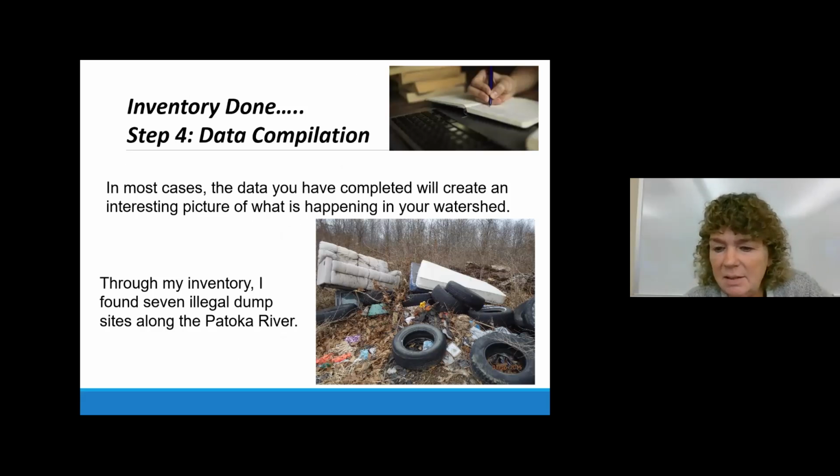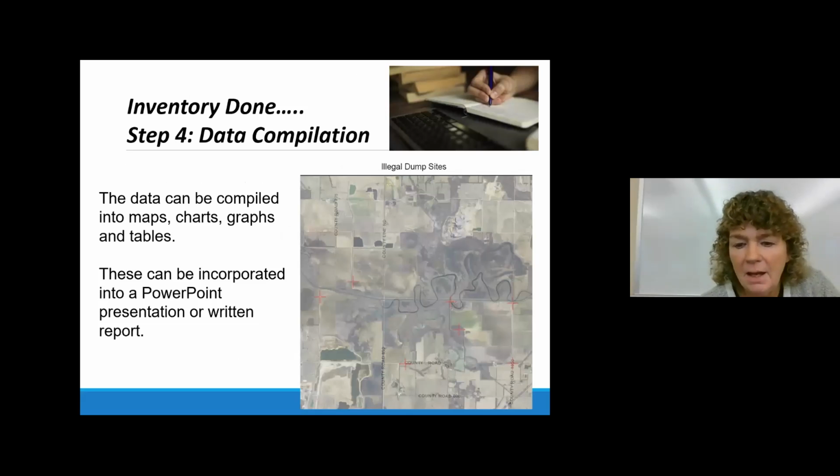One of the things I did in my inventory of the Patoka River was I found 7 illegal dump sites. These were massive amounts of stuff, as you can see with this picture. It doesn't really look right on this map on my screen for some reason, but I was able to actually use maps and show exactly where they're located. Some of them were right on the riverbank. Some of them were a little farther off.